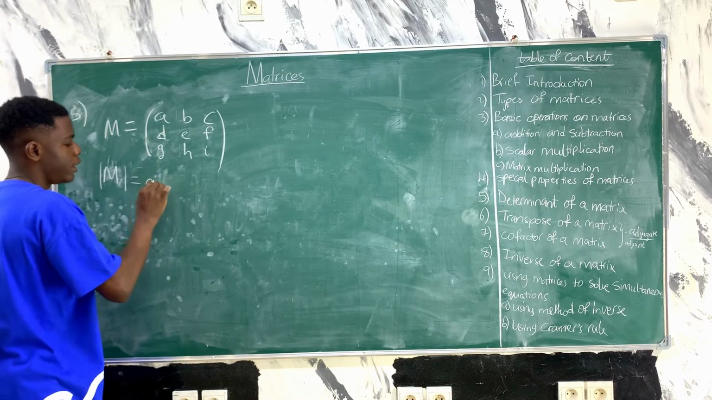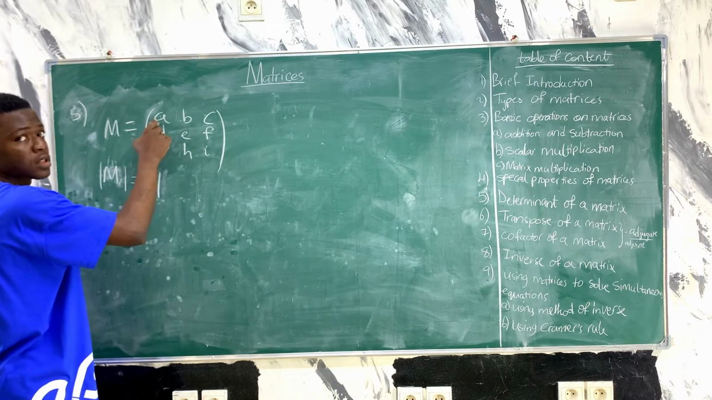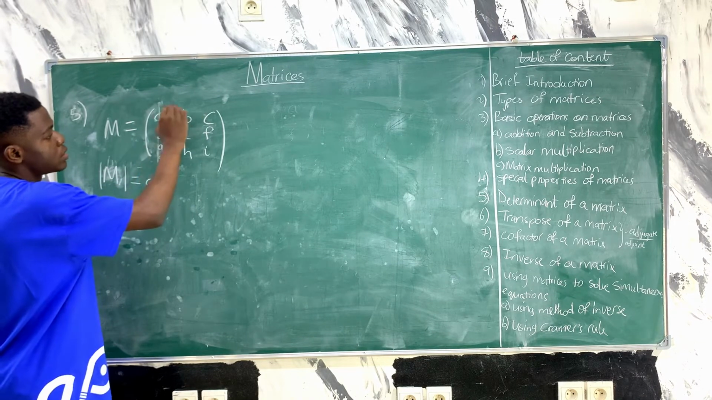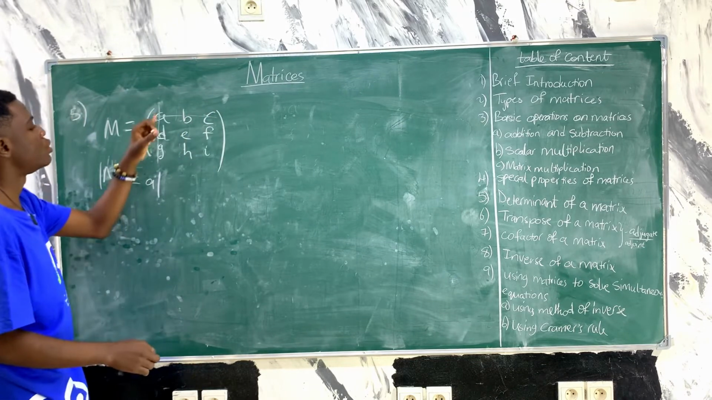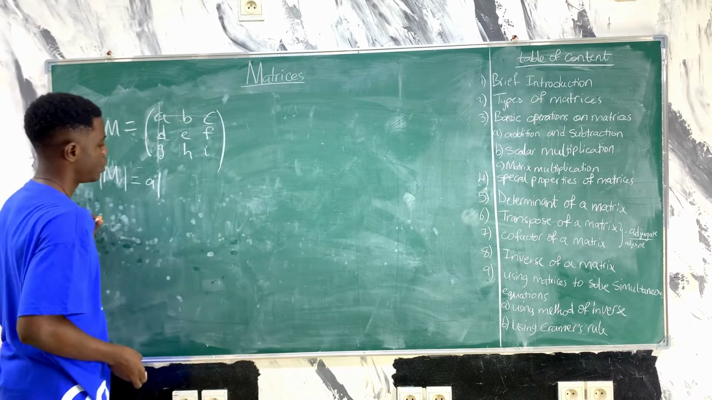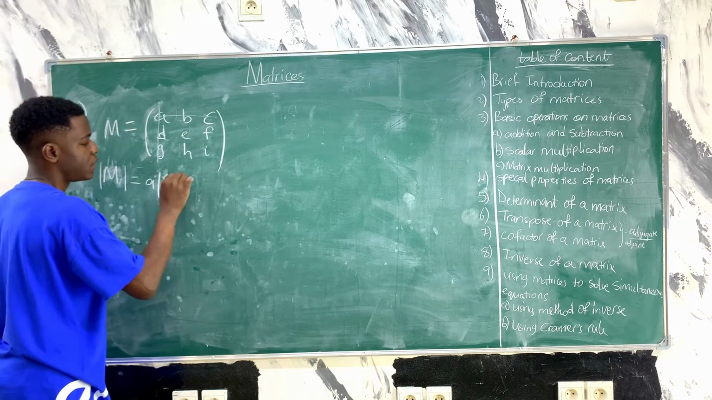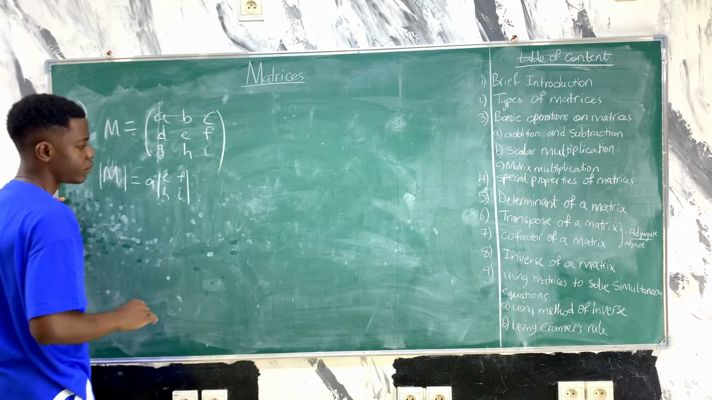you do A. When you write the first letter, A, you cancel its row and column, and you write what is left. You cancel here and you cancel here, so you don't write those. What is left is E, F, H, I. So you find the determinant of E, F, H, and I. That's what you do.